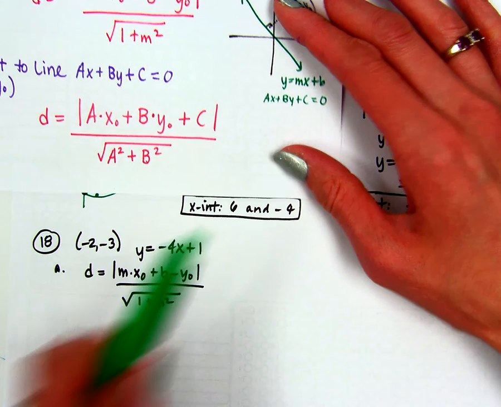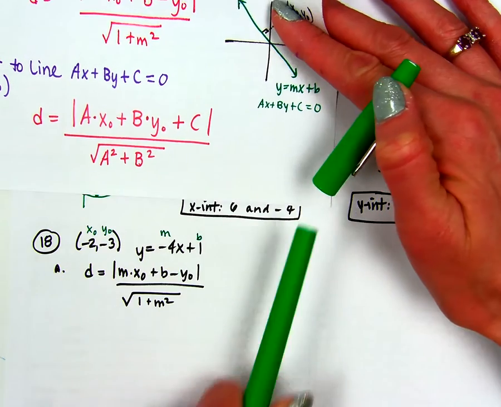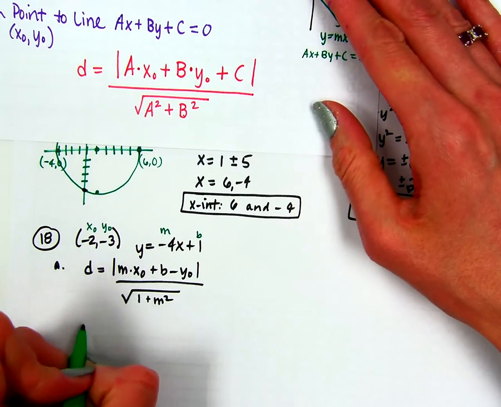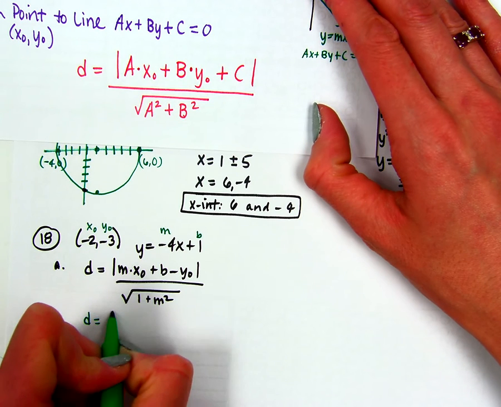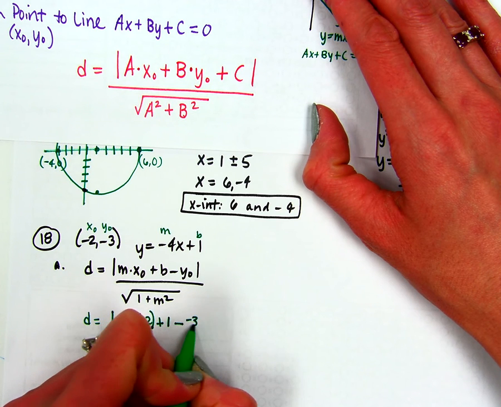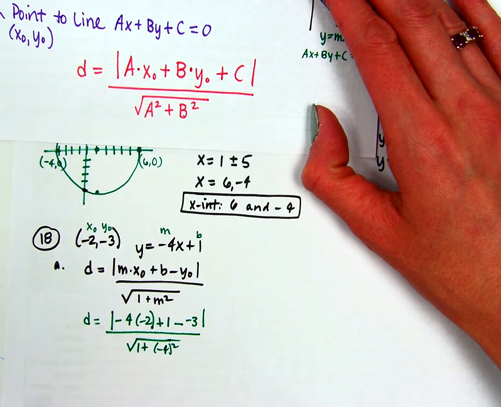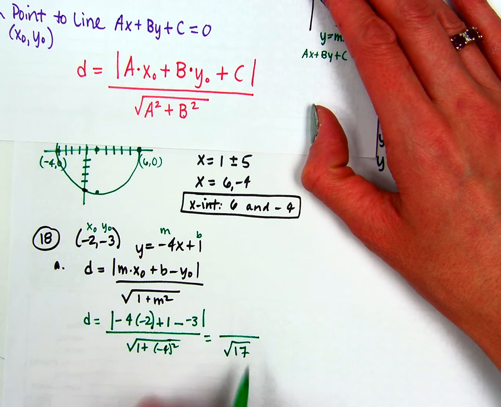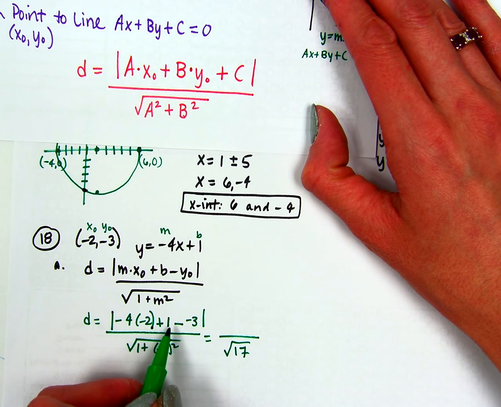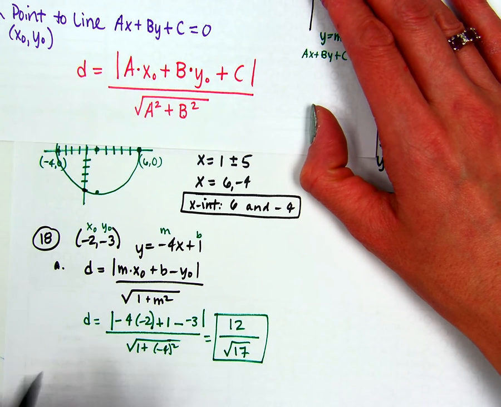All right, so here's my x sub 0. Here's my y sub 0. Here's my m. Here's my b. All right, so all we're doing is substituting our numbers in, which should be pretty easy since it's already in y equals mx plus b form. So we have -4 times -2 plus 1 minus -3, the absolute value of all that, and we have the square root of 1 plus -4 squared. So my denominator, I get square root of 17, and this is 8 plus 1 plus 3, which is 9 plus 3, which is 12. Okay, so that's good. If you want to rationalize it, you could do that as well. All right, part B, they want you to use the other formula.